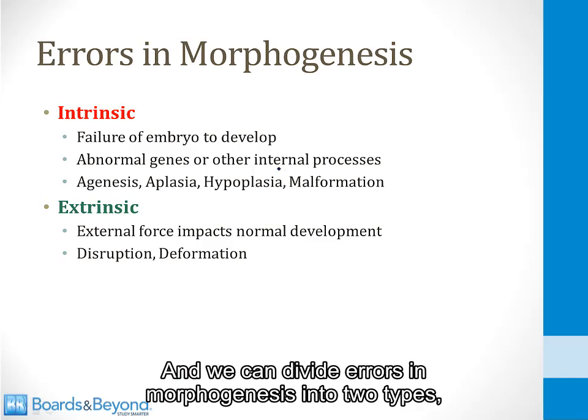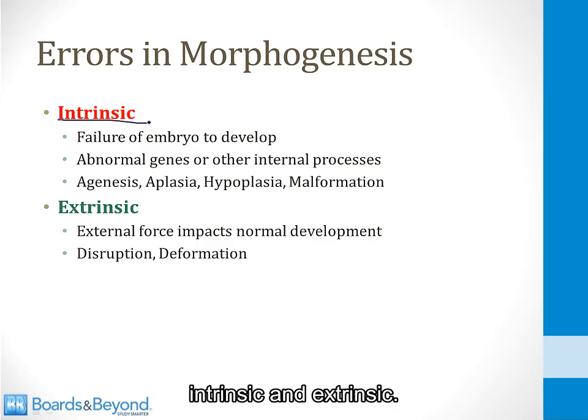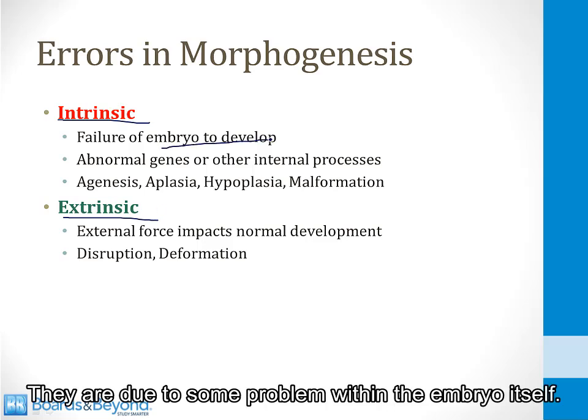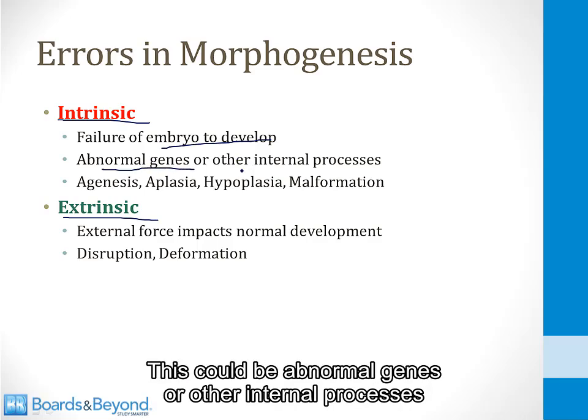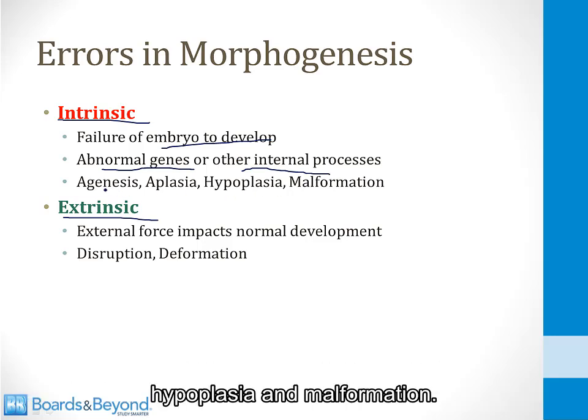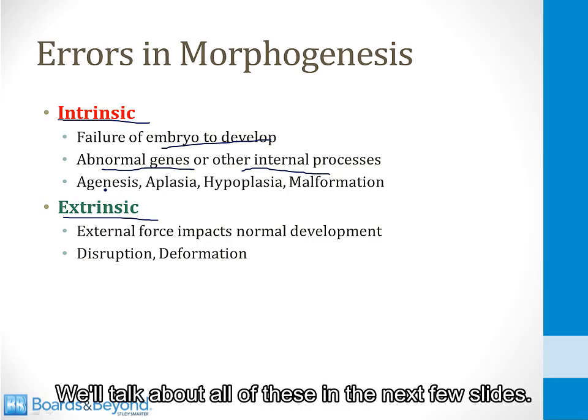And we can divide errors in morphogenesis into two types, intrinsic and extrinsic. Intrinsic errors in morphogenesis are a failure of the embryo to develop. They are due to some problem within the embryo itself. This could be abnormal genes or other internal processes. And intrinsic errors go by names like agenesis, aplasia, hypoplasia, and malformation. We'll talk about all of these in the next few slides.